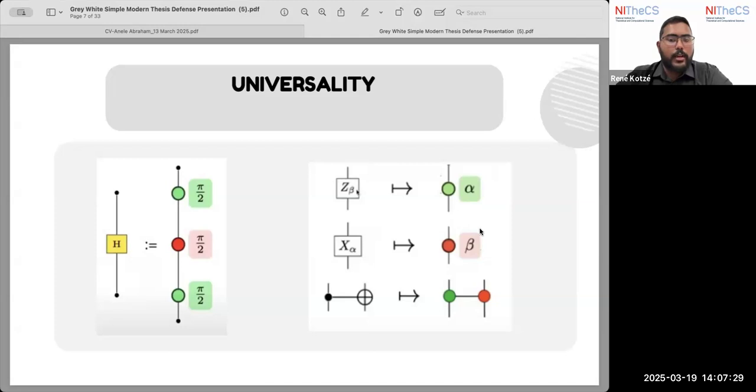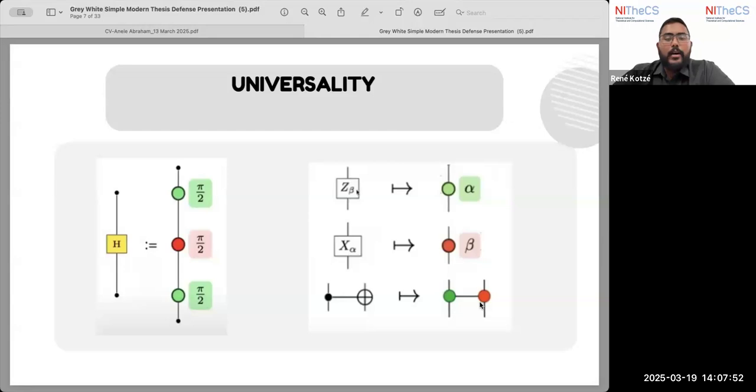These two are switched. That's a typo. And these correspond to our Z and X rotation, depending on the color of your spider. Our controlled NOT gate can also be written as a ZX diagram in this way. We have this green spider and red spider and one wire connecting them.